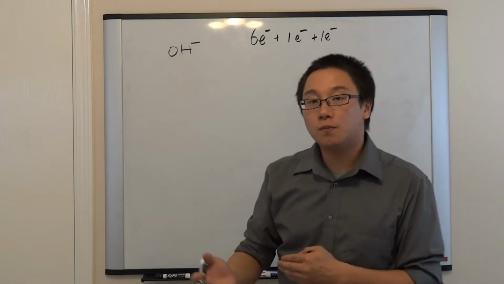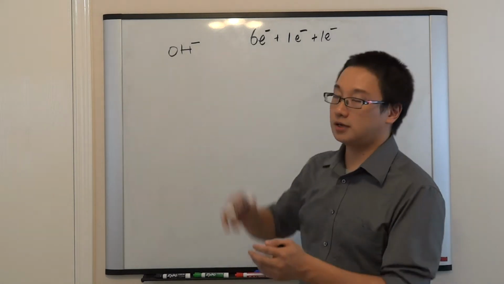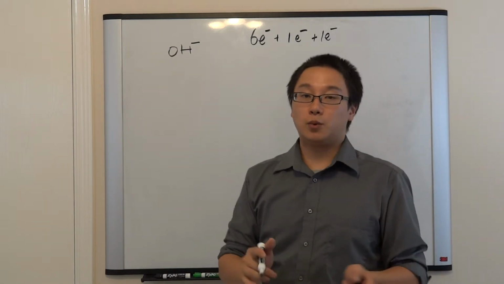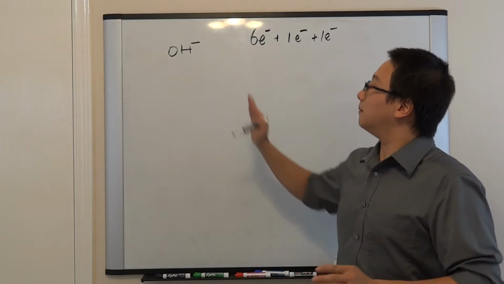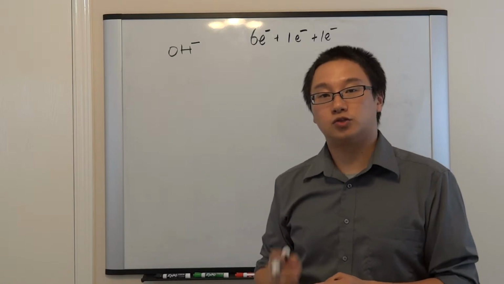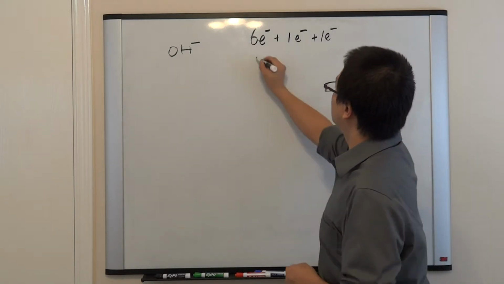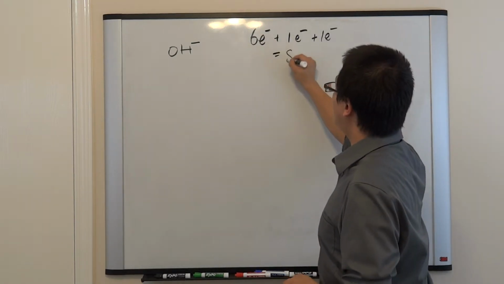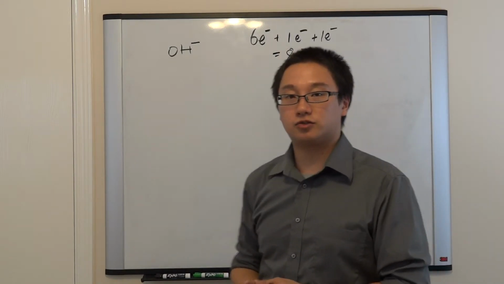If there are 2 minus charges on this polyatomic ion, then we will be adding 2 electrons at the end. But in this case, since it's just 1 minus, we are going to add just 1 electron. So a total of these will be 8 valence electrons.